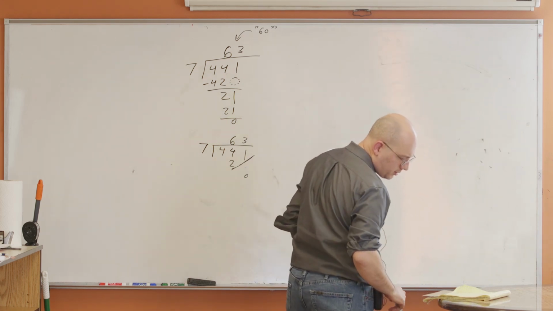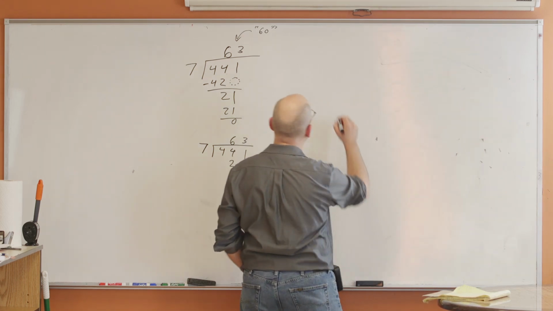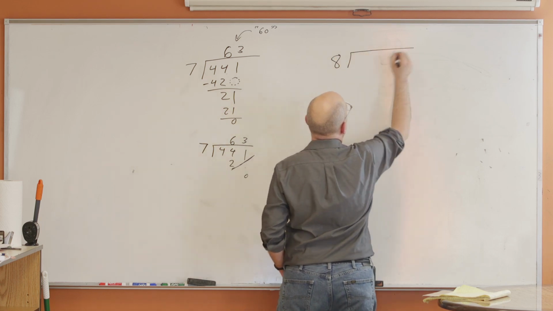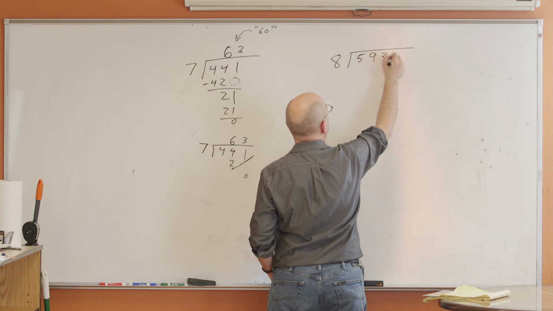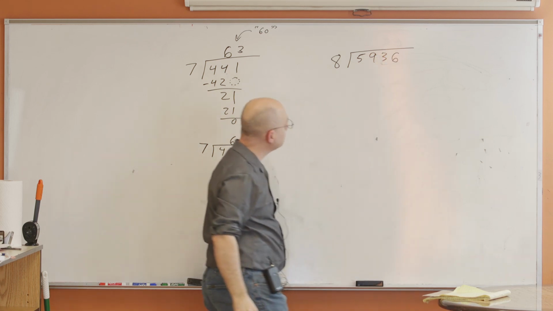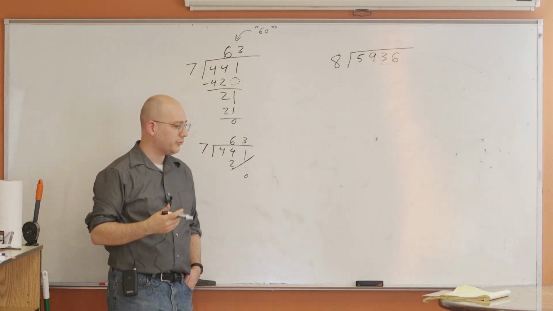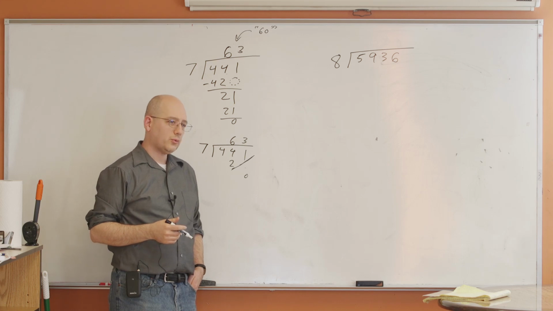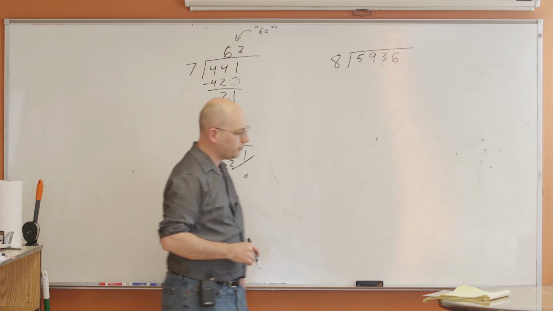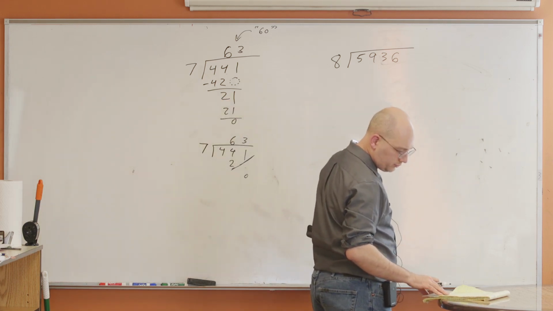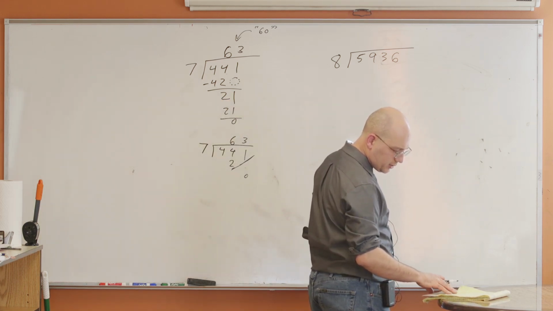Let's try another one. 8 into 5,936. Yeah. I'm not doing random division problems because I want things to be kind of mostly nice. So there are still some tricks.